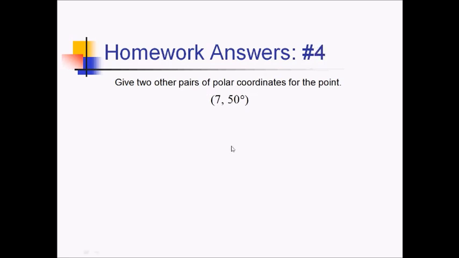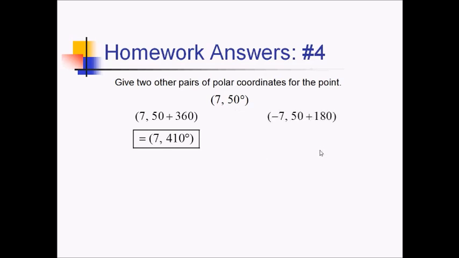For number 4, I want 2 other pairs of coordinates for this point. One way to do this, we can keep the radius and add or subtract 360 to the angle. So I can write this as (7, 50 plus 360), which is 410. Another way to do it, you could make the radius negative and either add or subtract 180 to the angle. So I could write this as (-7, 50 plus 180), or 230 degrees.